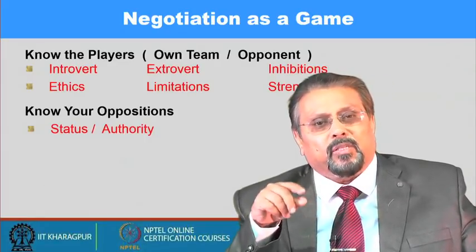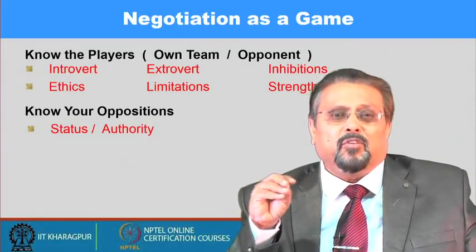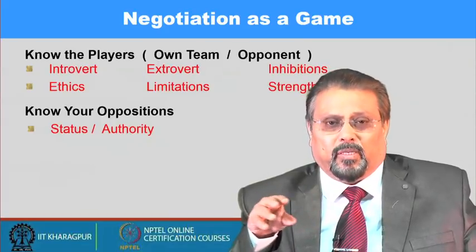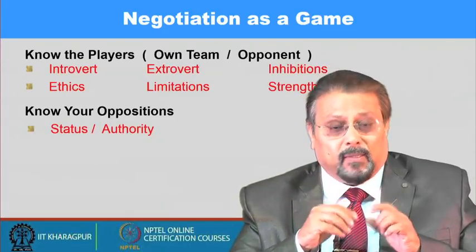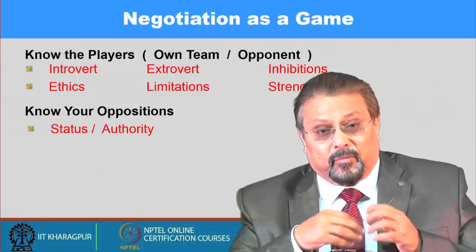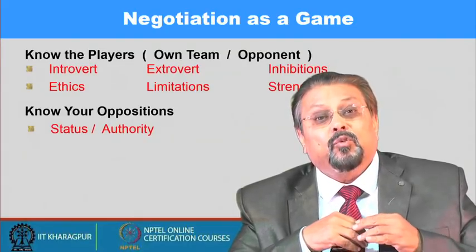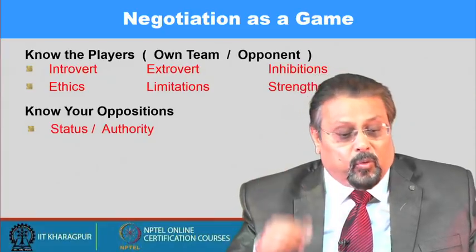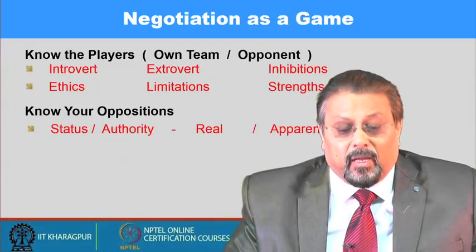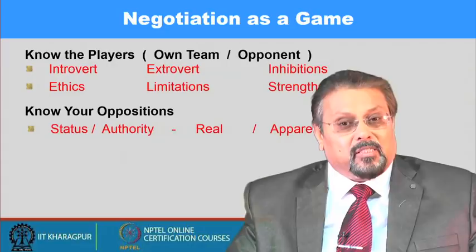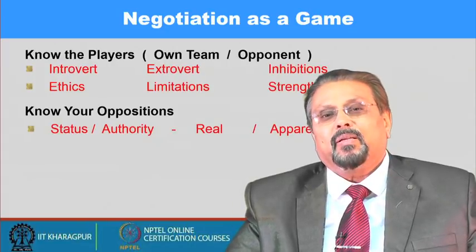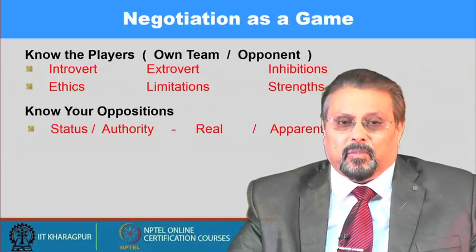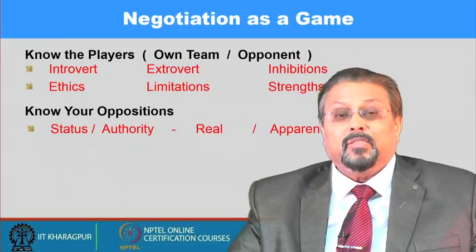and try to request some bit of pleasantry or courtesy. They will meet them once or twice, but they will always keep their points up their sleeves, which will be opened up in front of the actual decision maker. Okay, so status and authority: is it a real status or real authority, or apparent status or apparent authority? It makes a lot of difference in negotiation.